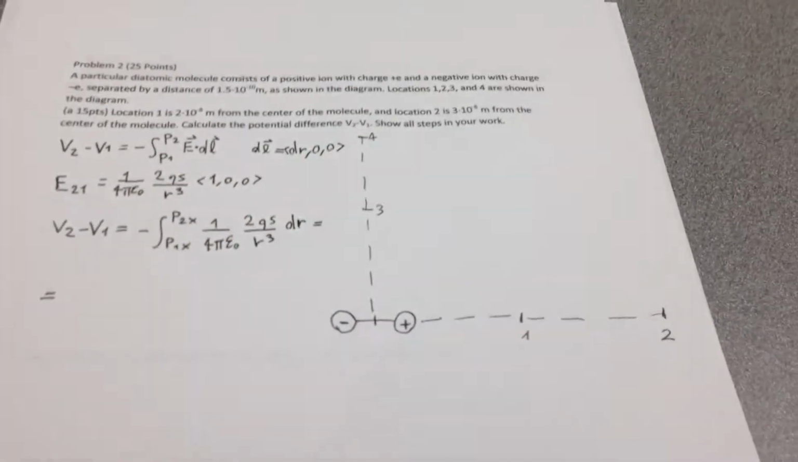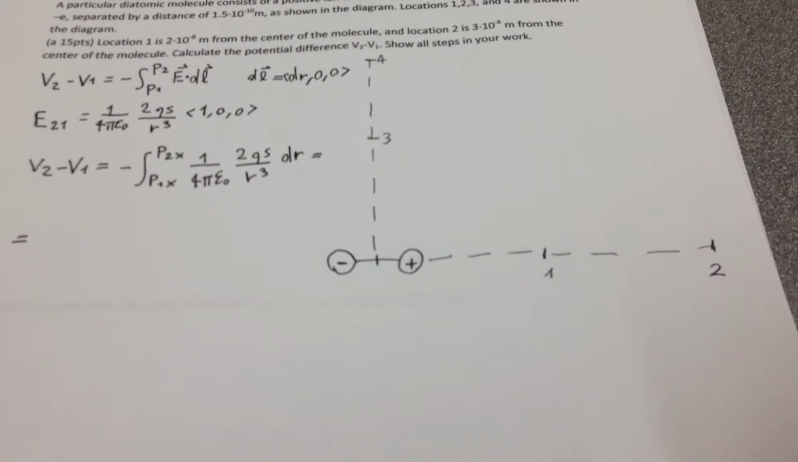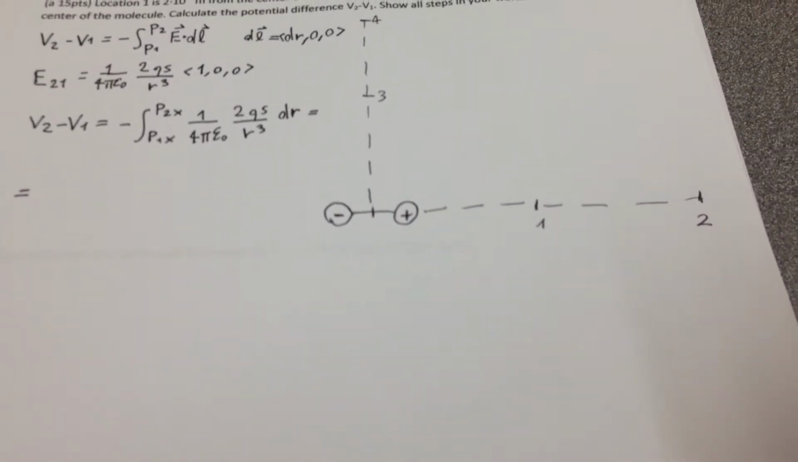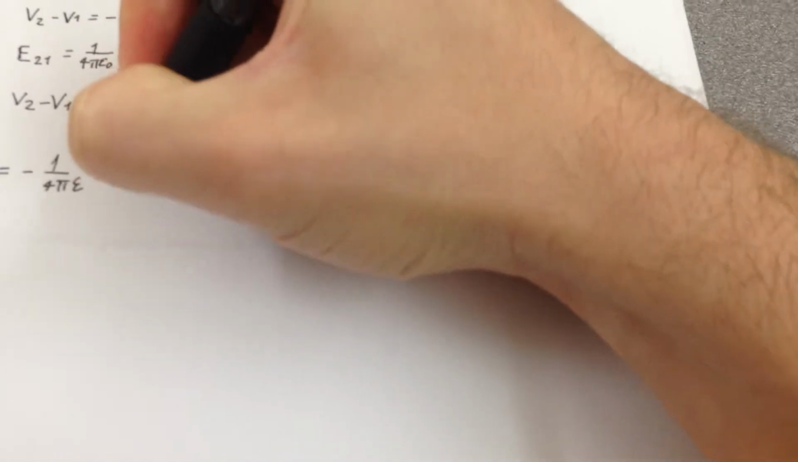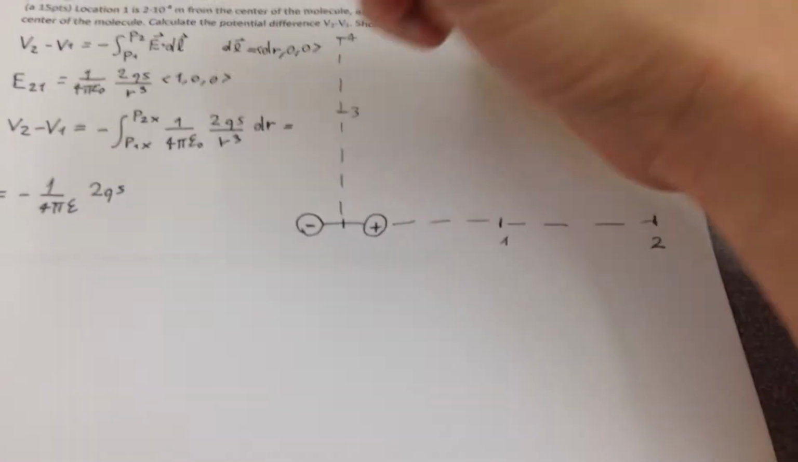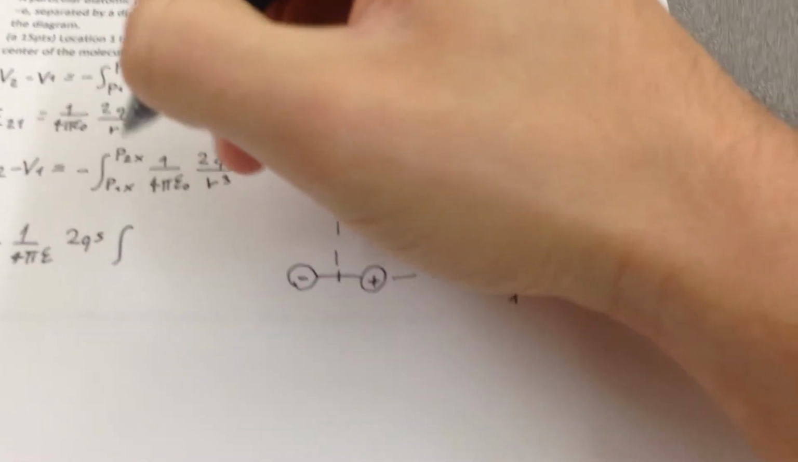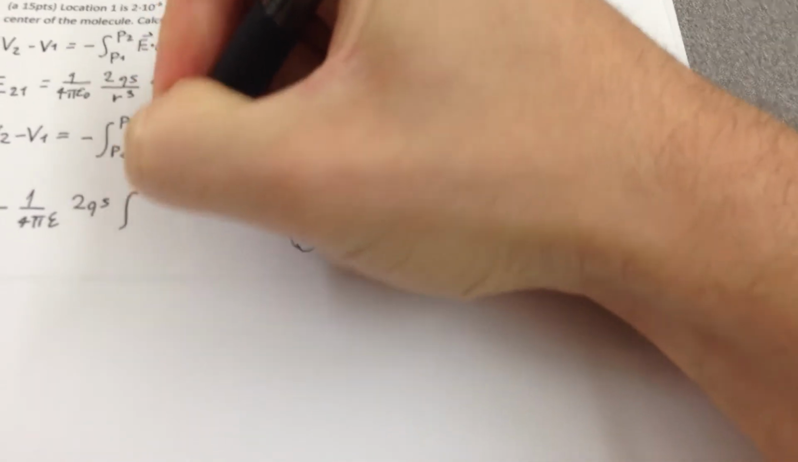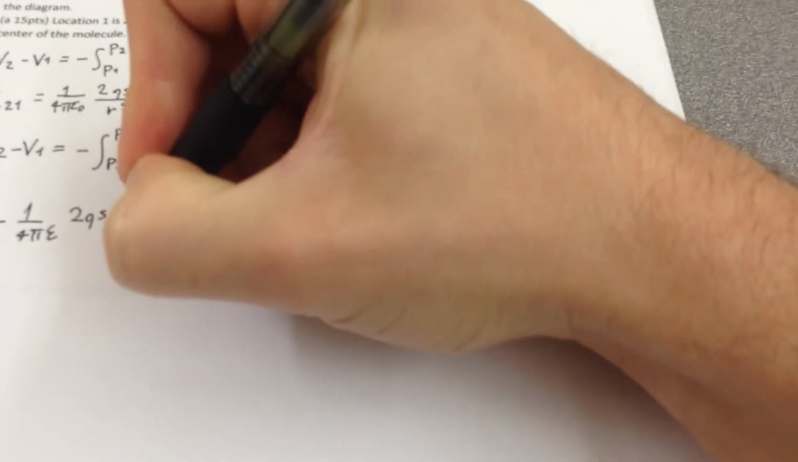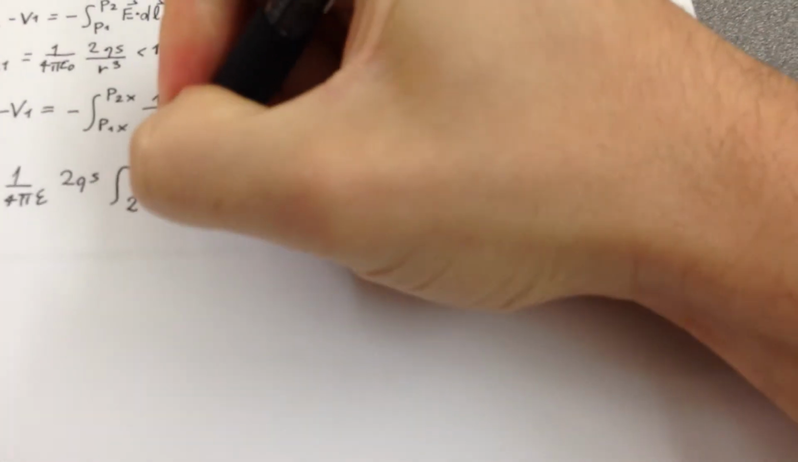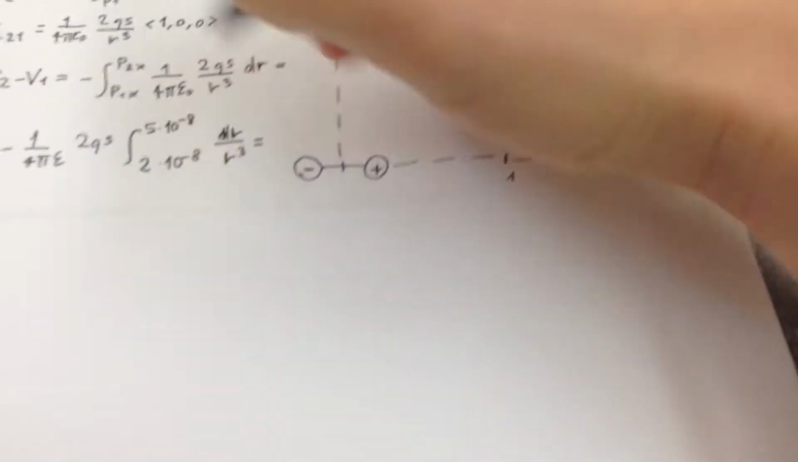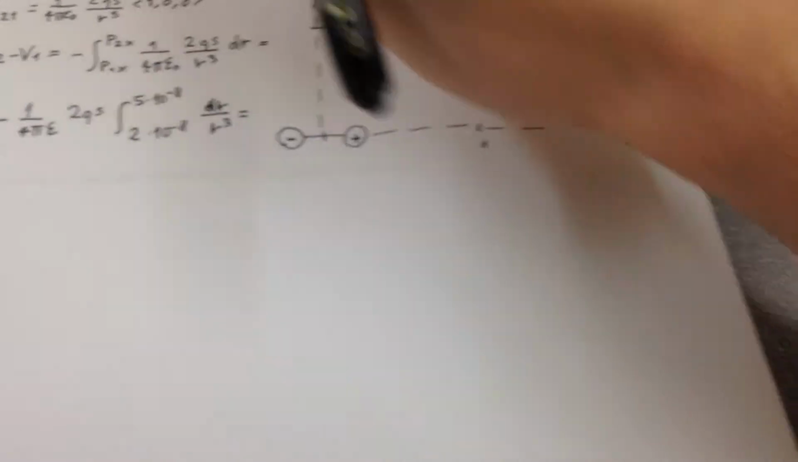So now, since the first position is 2 times 10 to the negative 8, and the second position is 5 times 10 to the negative 8 meters, you can write it all as minus 1 over 4 pi epsilon naught 2qs. That's because those will not change within the integral, times the integral with upper bound 5 times 10 to the negative 8, and lower bound 2 times 10 to the negative 8, of dr over r cubed.